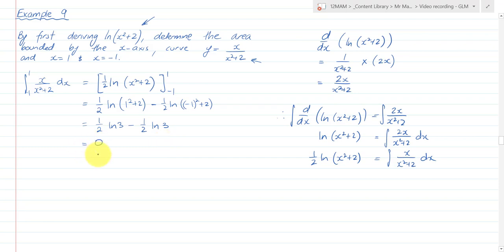So it's going to be beneficial for us now to plot this graph on our graphics calculator and have a look at what it looks like.